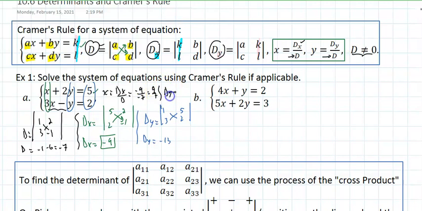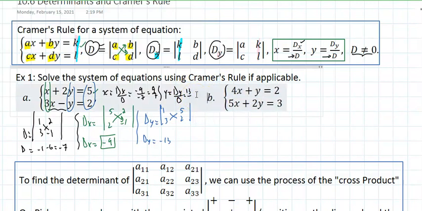And y would be D sub y divided by D. And that is negative 13 divided by negative 7, and there it is. So the solution to this system of equations is 9 over 7 and 13 over 7.